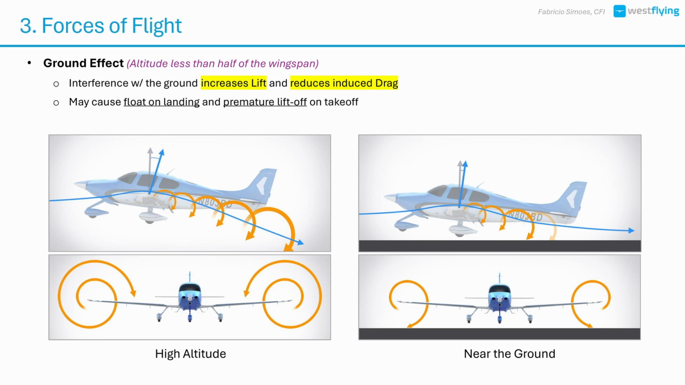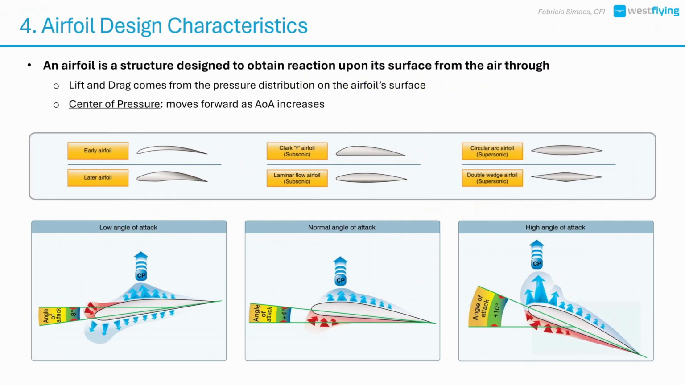On takeoff, ground effect can trick you into lifting off prematurely before reaching proper flying speed. The airplane may become airborne, but as soon as it leaves ground effect, it may have trouble climbing. On landing, ground effect can cause the aircraft to float above the runway, requiring more runway to land or leading to a balloon if not managed properly.